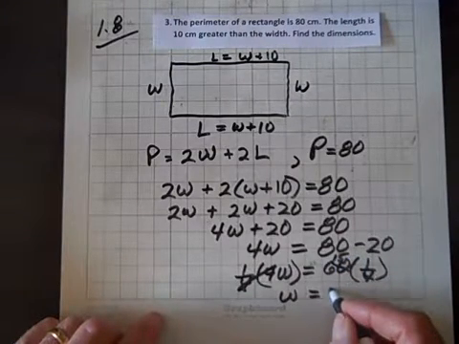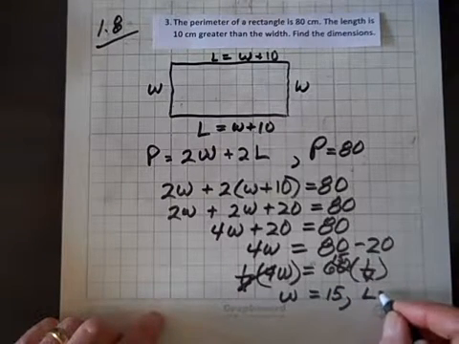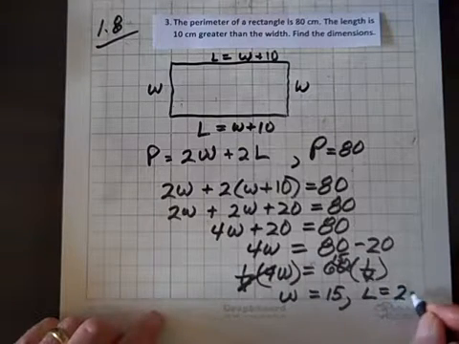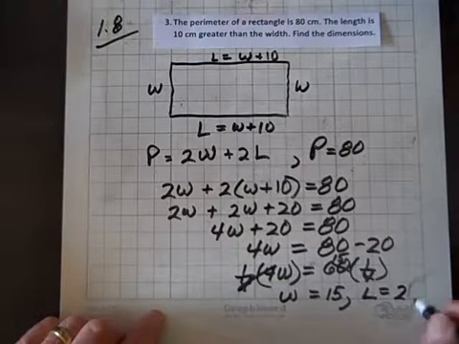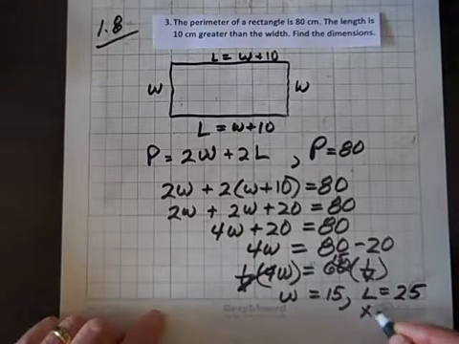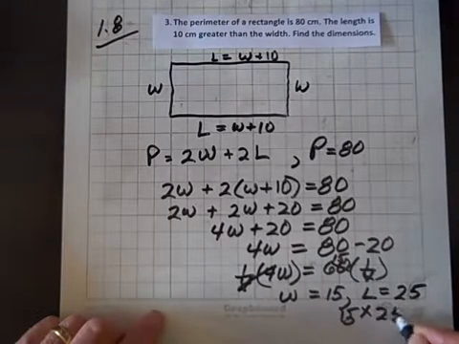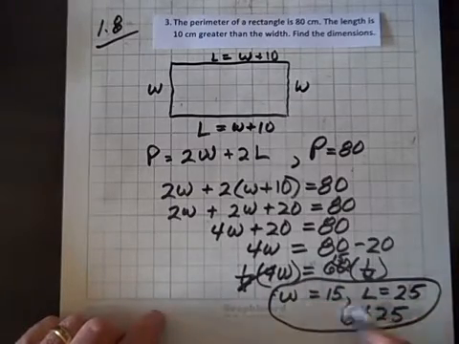So w equals 15. Then L is 10 more than 15. L must equal 25. Or excuse me, I should write 25. So we have now found the dimensions, 15 by 25. And we've got it.